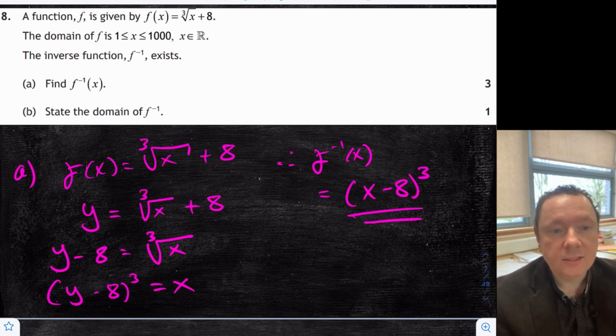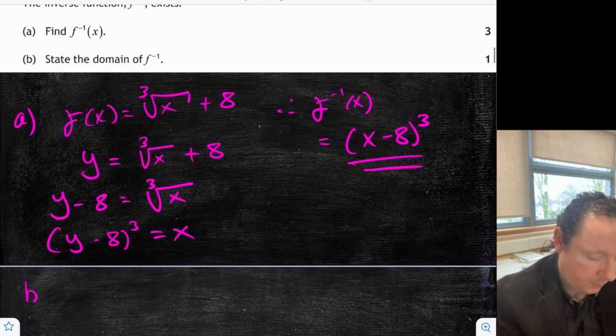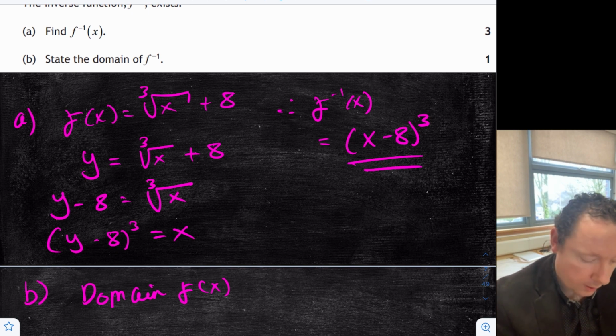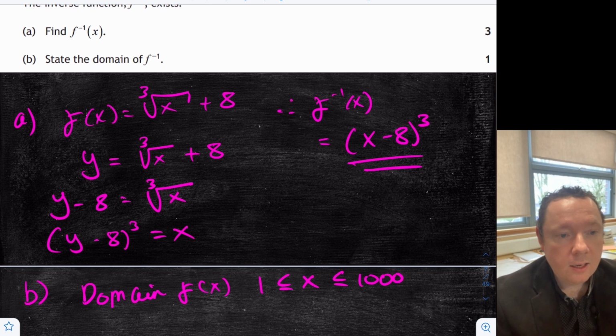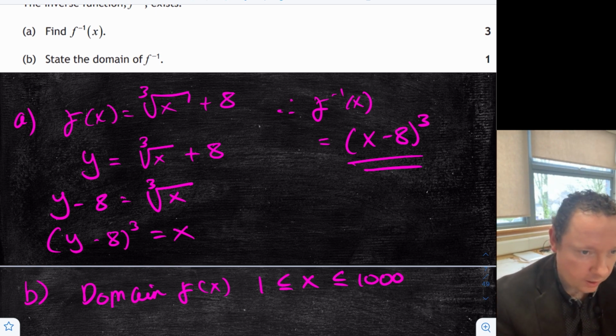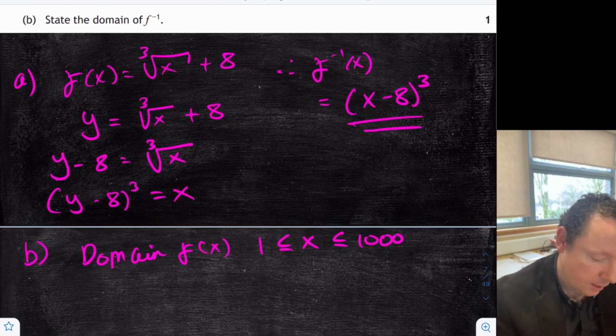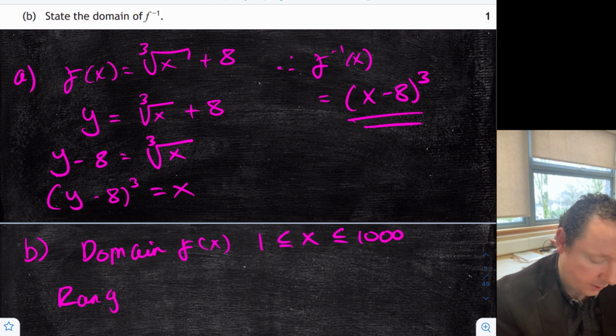Part B, state the domain of the inverse function. Okay, so for part B, we know that the domain of f of x is 1 less than or equal to x less than or equal to 1,000. We can work out the range of f of x. If we work out the range of f of x, that is the same as the domain of the inverse function. So the range of f of x, substituting 1 in f of x and substituting 1,000 in f of x.